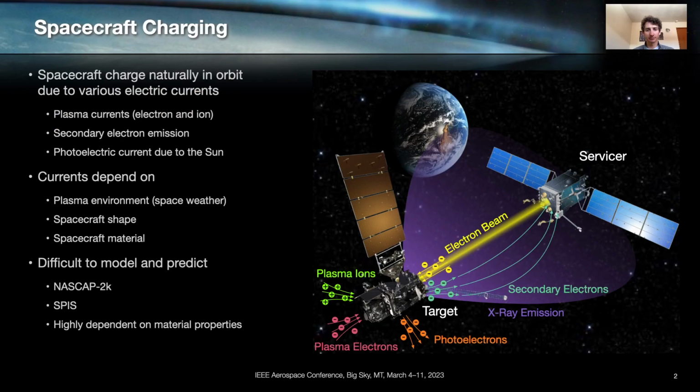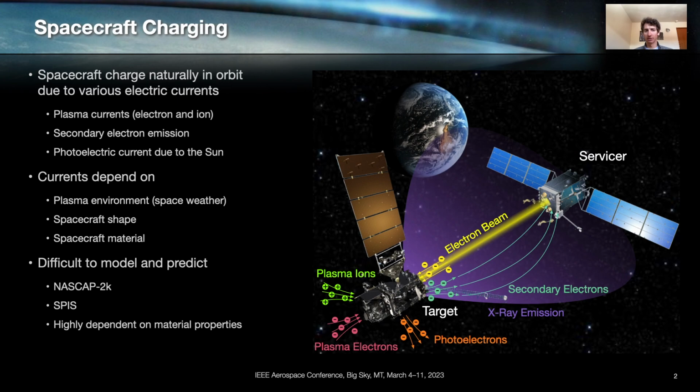I'm a PhD student in the ABS lab at CU Boulder, and today I'm talking about reduced order spacecraft charging models. Spacecraft charge naturally in orbit due to various currents, such as the plasma currents to the ambient ion and electron perturbations, but also secondary electron emissions. As electrons, for example, impact the spacecraft, they excite secondary electrons that leave the spacecraft. So that is an additional current. And also there is the photoelectric effect. The photons that come from the sun excite electrons in the surface material of the spacecraft, and these electrons leave the spacecraft and therefore also provide a current.